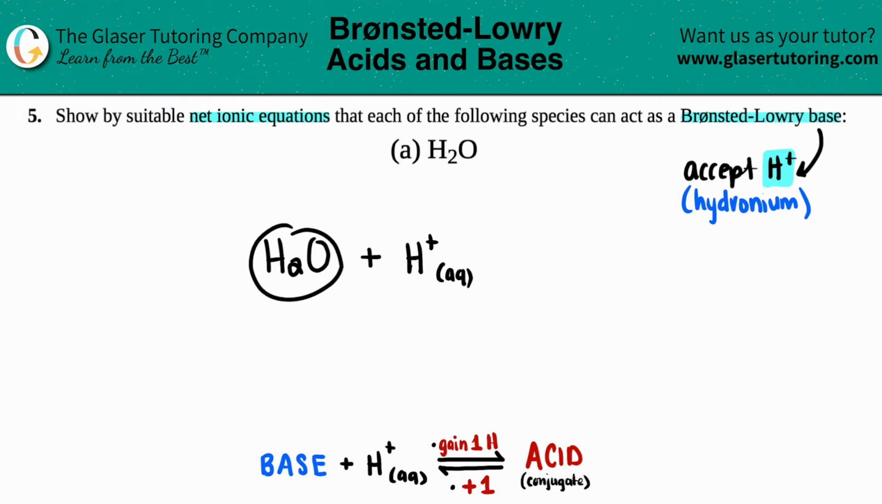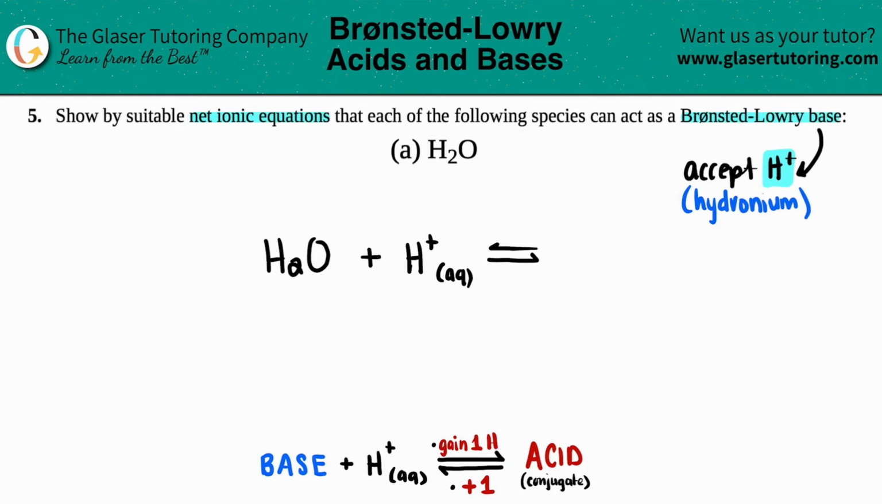And since H2O is not a strong base, right? It's not one of our 6 strong bases. I'll just say that this is an equilibrium, right? And that's the double arrow. And now I just have to write my conjugate acid. Conjugate just means that it's going to be on the product side. But all you got to do is just bring all of these together.